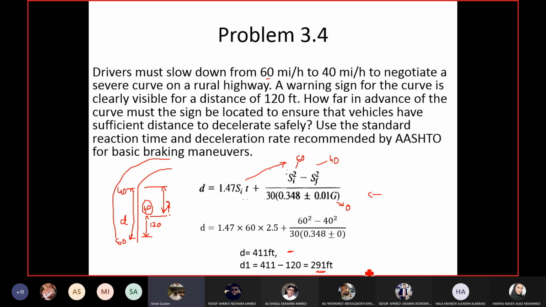So this is how you solve it. Again, these are minimum values. If you can provide more distance between the sign and the curve, that will be better. So these are minimum values.